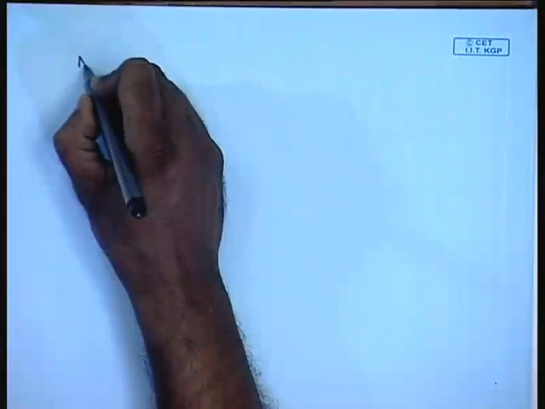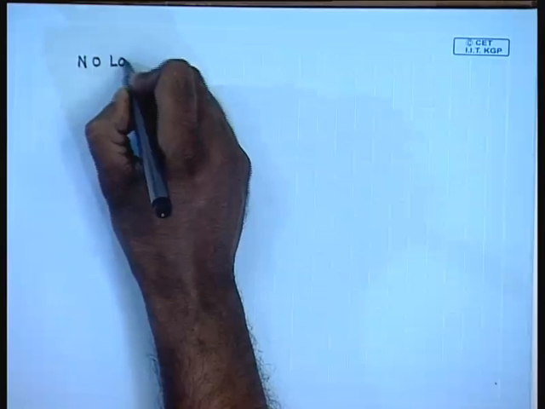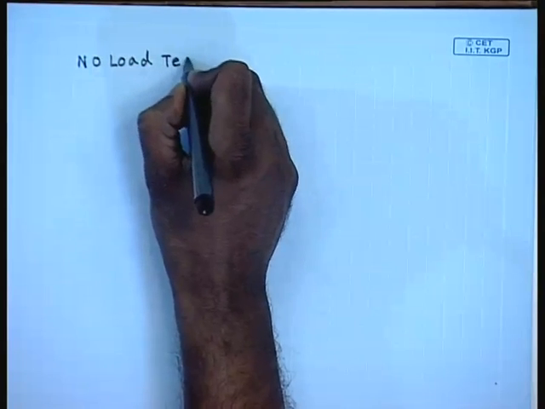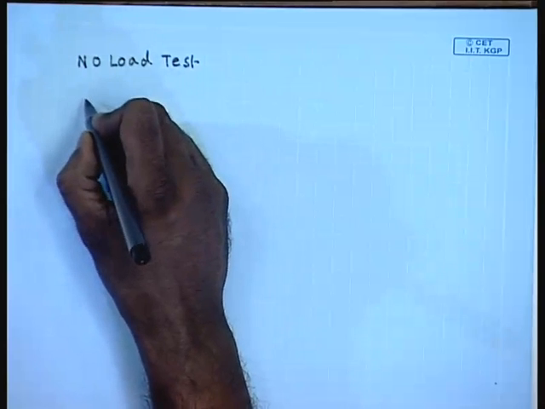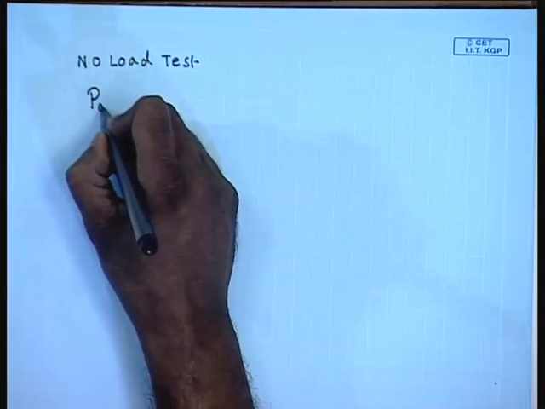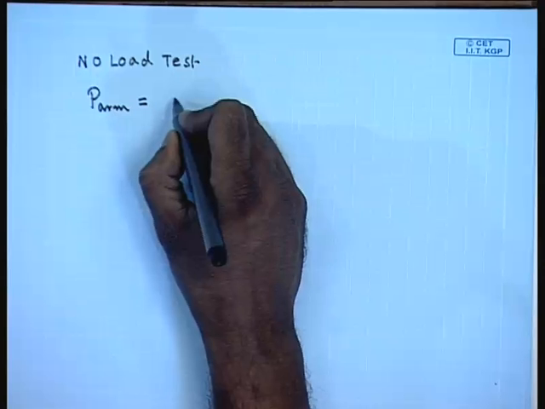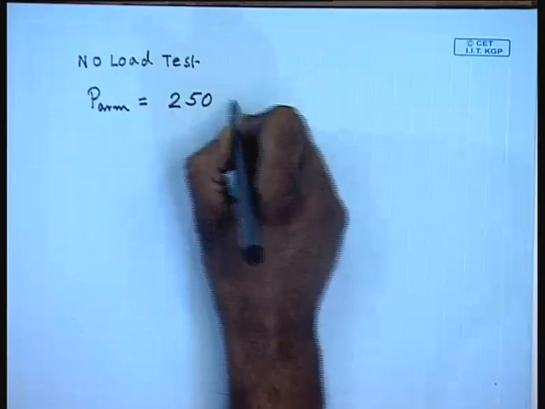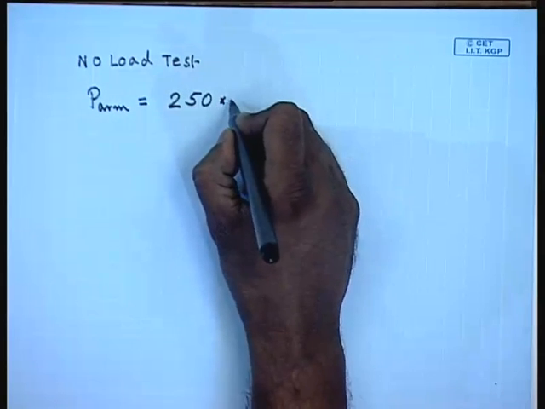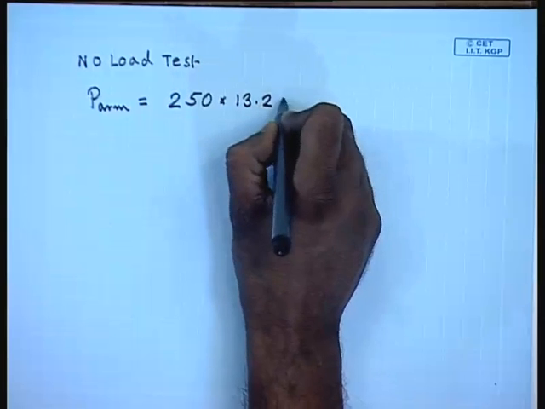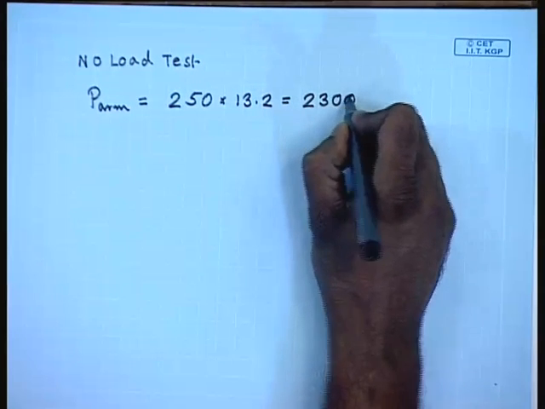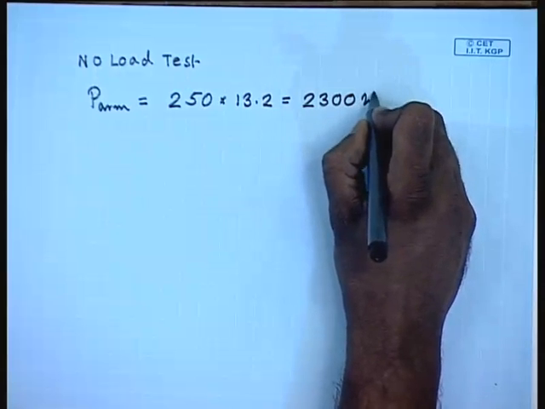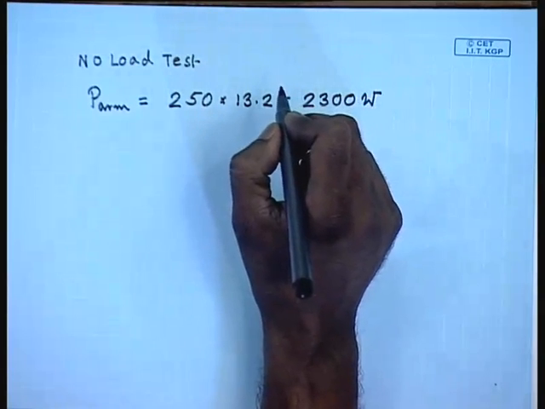So, from the no load test, armature input equal to 250 volts into 13.2 ampere, this gives you 2300 watts. This is the power input at no load.